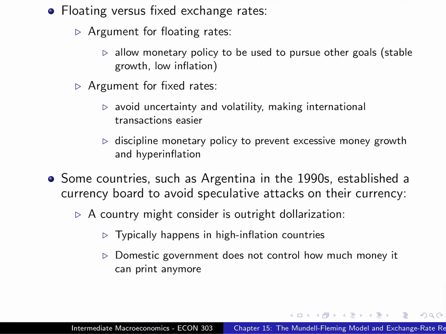Example: Argentina in the 1990s established a currency board to fix the exchange rate and defend against speculative attacks. Another extreme case, dollarization, occurs in high inflation countries. The country uses a foreign currency like US dollars instead of the domestic currency. In this case, the domestic government does not control how much money it can print anymore.